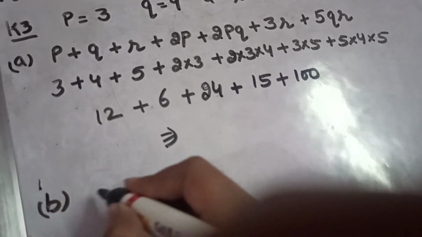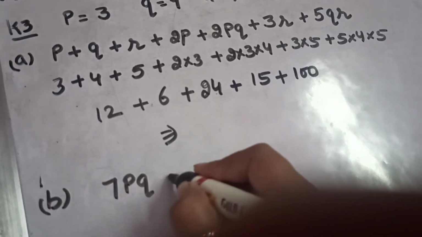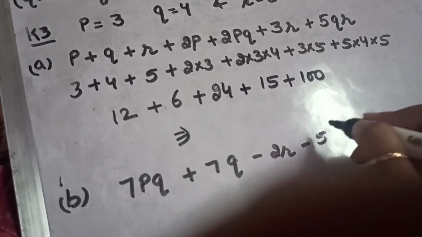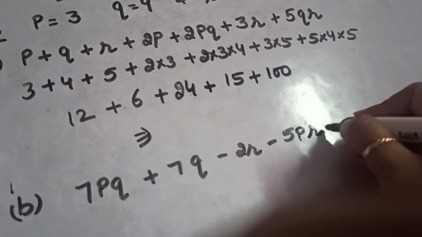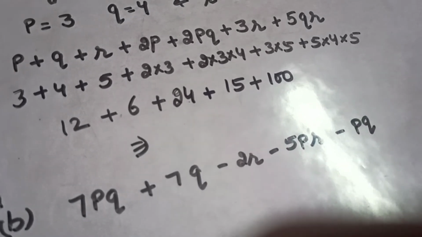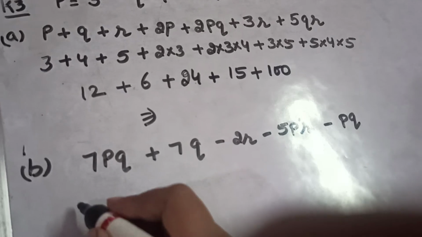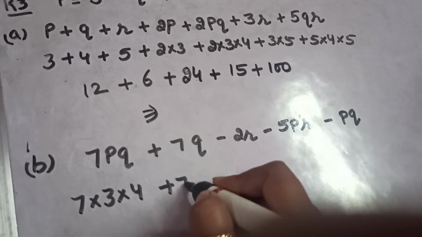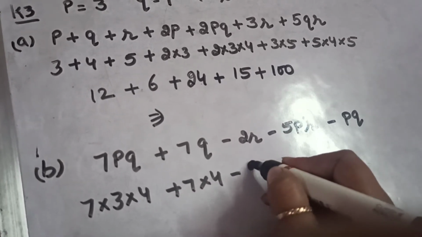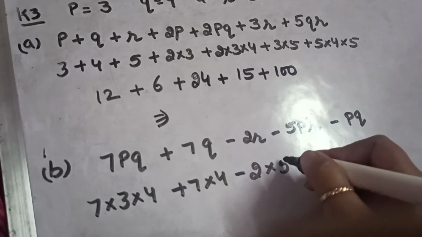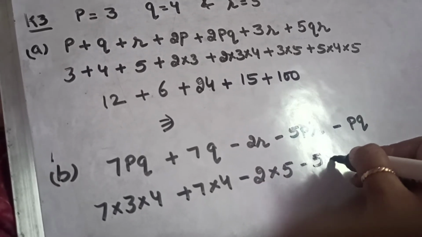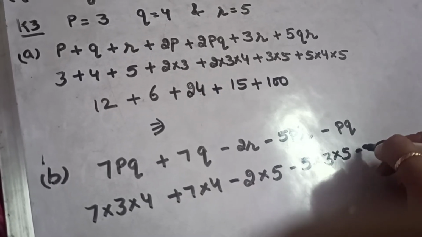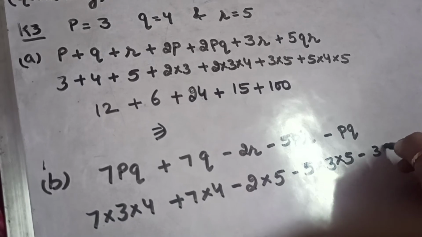B part is 7pq plus 7q minus 2r minus 5pr minus pq. Same values we have to put. Value of p is 3, q 4, plus again value of q 4, minus 2 multiply value of r 5, minus 5 multiply value of p 3, r 5, minus pq, 3 multiply with 4.